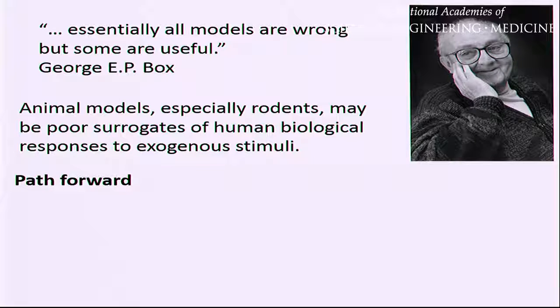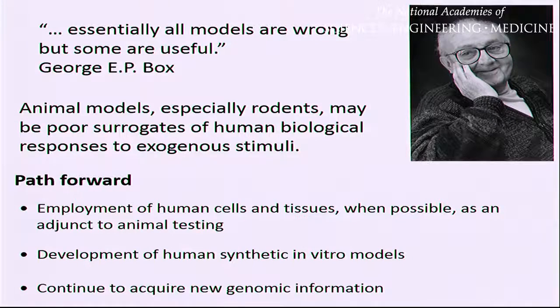And so what's the path forward? I guess this is part of the discussion later on, but I'll just throw this out now. Employment of human cells and tissues when possible as an adjunct to animal testing, I think, is very, very important. Development of human synthetic in vitro models. I think Reza and I will have an opportunity to debate some of the things he shared in his presentation. But the fact is that we do need better in vitro models, and certainly the in vitro models we have now do not simulate all the aspects of what happens in the intact organism.